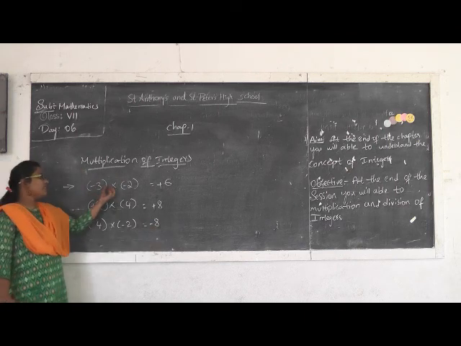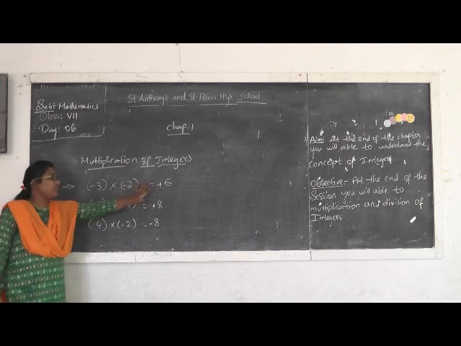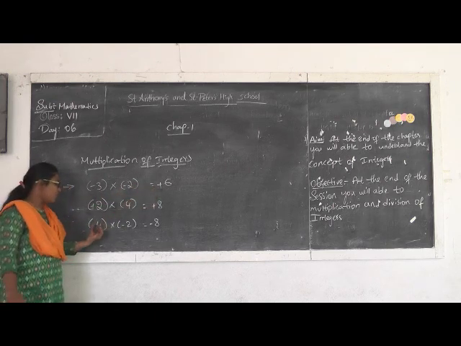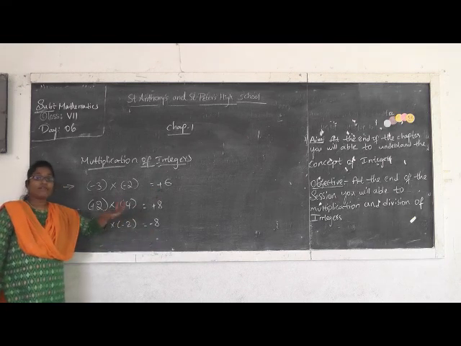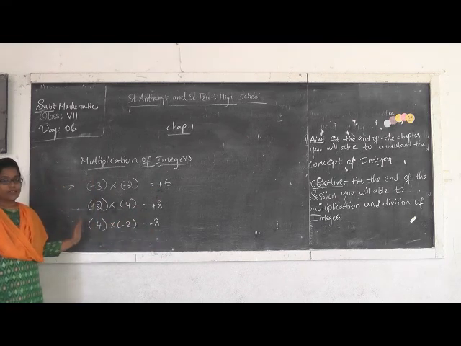If both symbols are like symbols, then the result is positive. If both are unlike symbols, then the result is negative. About the symbols, we already discussed in a previous session.